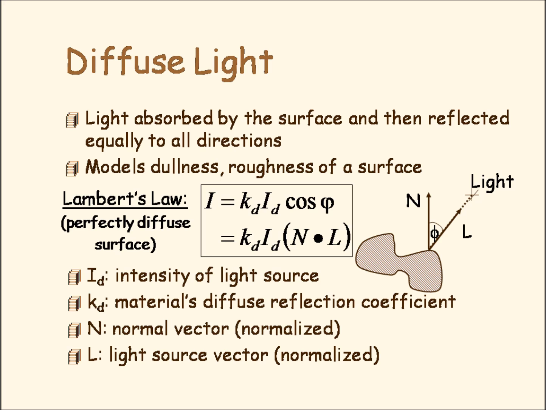So if we summarize diffuse light: light is absorbed by the surface or object and then reflected equally in all directions. The appearance of the surface or object reflects dullness and roughness.